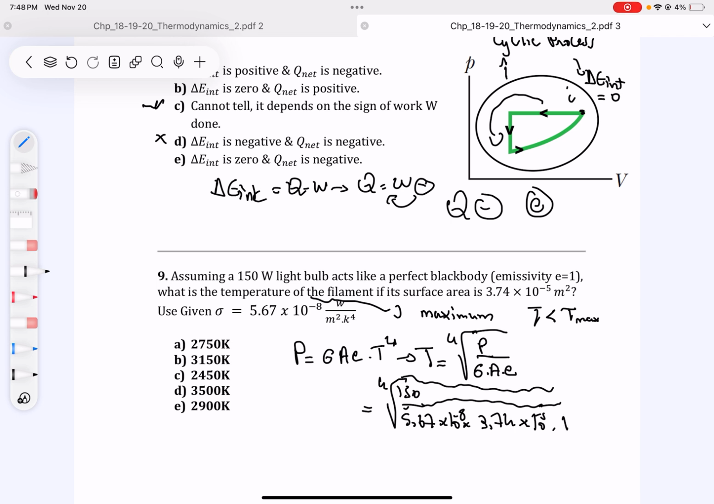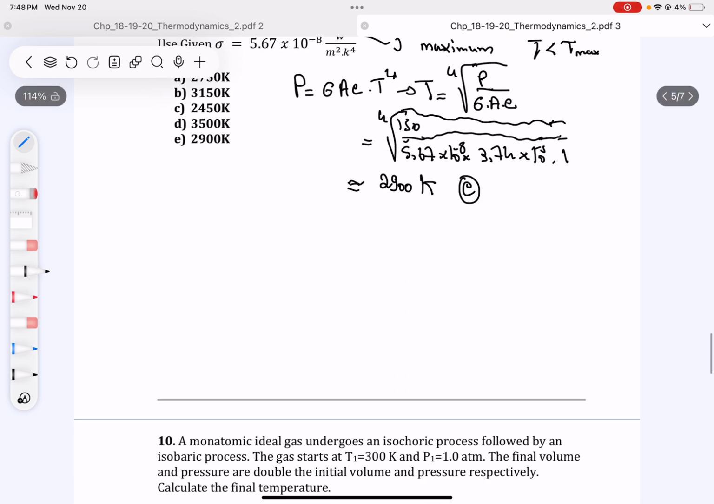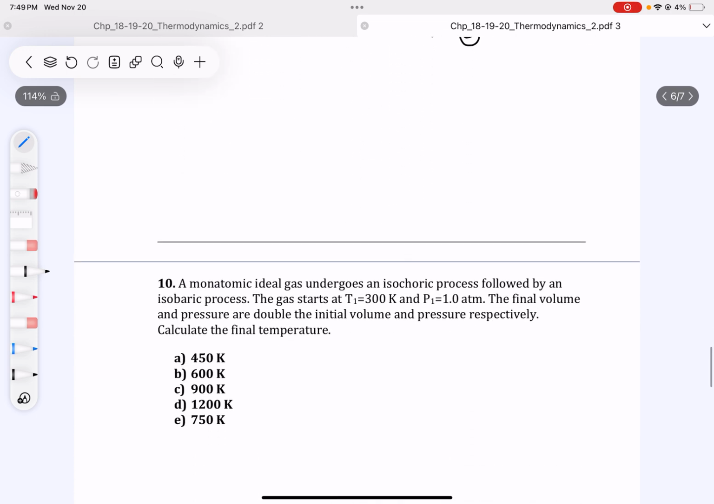Okay, times 1 the emissivity. We get that's approximately 2900 Kelvin, and that's E. Okay, let's continue. Is there something here? No, it's correct.